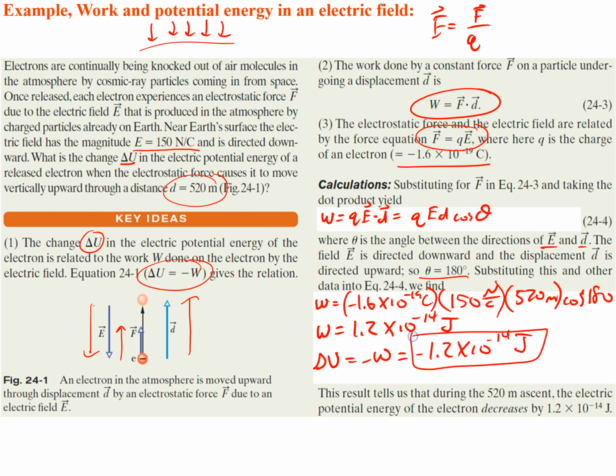Okay, and that is our result. So we have a negative result. It says that during the 520 meter ascent, the electric potential energy of the electron is decreasing. So as we go against the electric field, as we get closer to whatever is producing the electric field, we're decreasing the electric potential energy by that much.